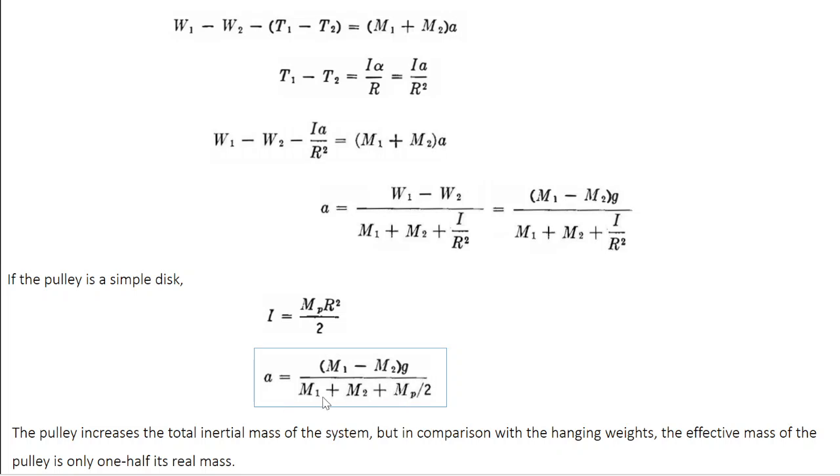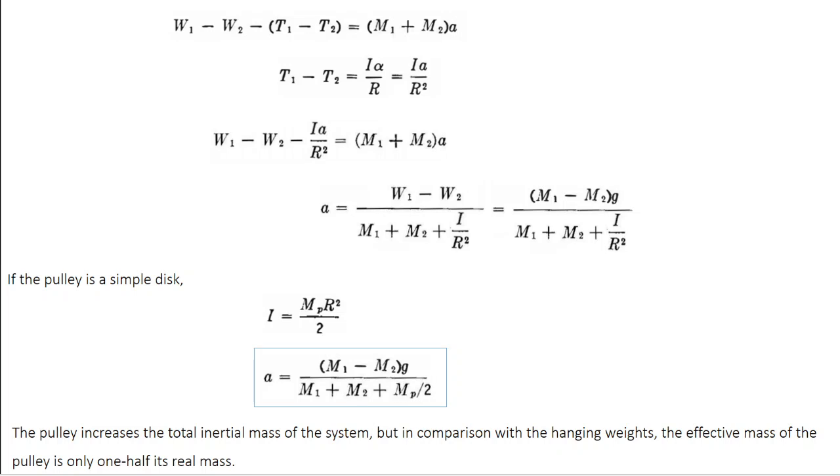And in particular, if you look at this result, you find that in the denominator, the mass of object 1 and mass of object 2 are completely applied here, but the mass of the pulley is not completely applied, only half is applied. So even though the pulley increases the total inertial mass of the system, in comparison with the hanging weights, the effective mass of the pulley is only half its original mass.